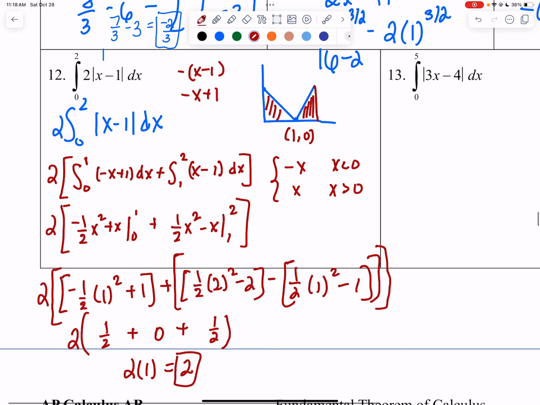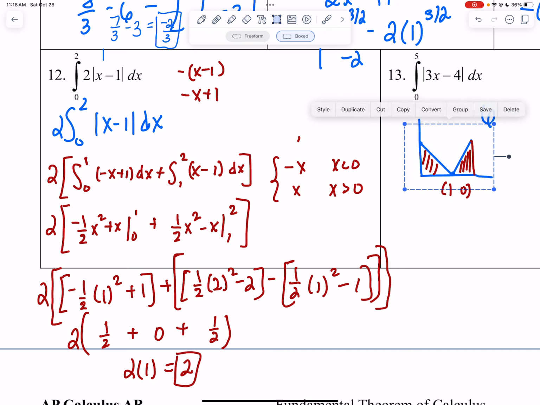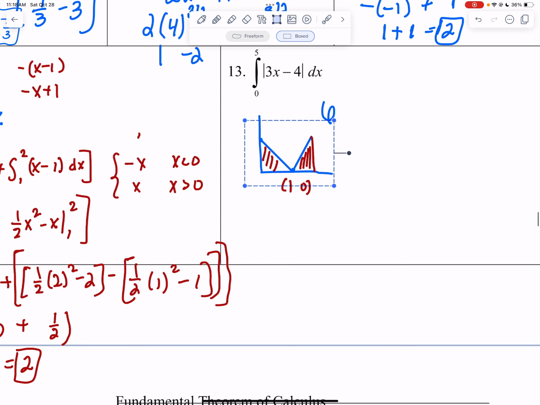Now, obviously that was kind of long. Like I said a couple minutes ago, that was just good practice. What we're going to do now is actually take the area using geometry and using triangles, because obviously that's going to be the easiest in terms of number 12 and 13.